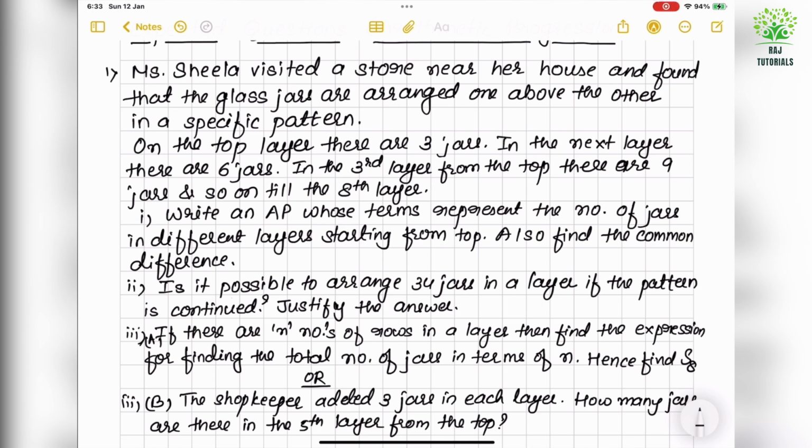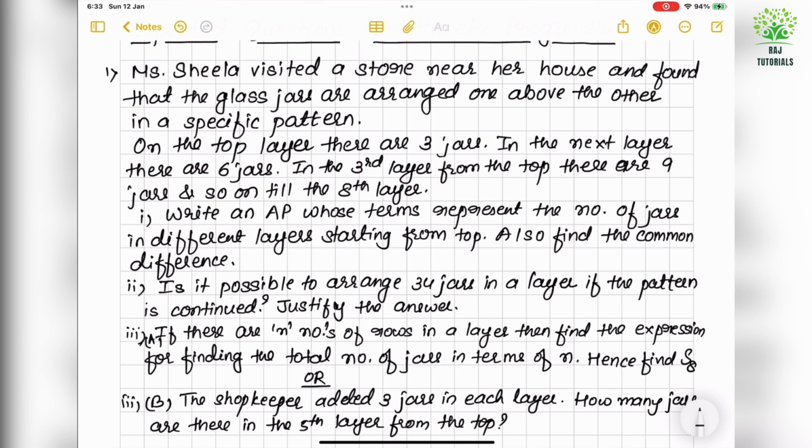Then the second one is: is it possible to arrange 34 jars if the pattern is continued? Justify the answer. Then question 3A1 is: if there are n number of rows in a layer, then find the expression for finding the total number of jars in terms of n. Also find S8. Or B1: the shopkeeper added three jars in each layer. How many jars are there in the fifth layer from the top?